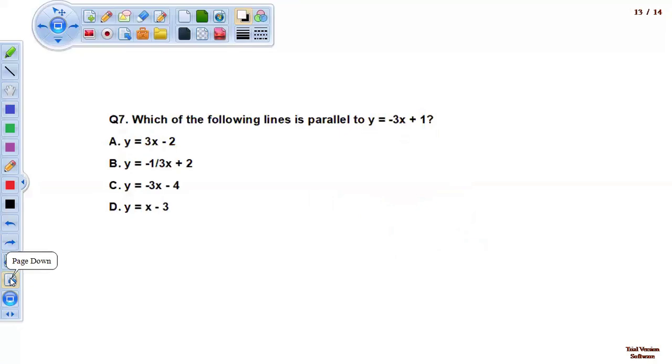Now for the next question, which of the following lines is parallel to this? Again, we'll find the slope. Here it's already in general form. So slope is going to be the coefficient of x. So slope is minus 3. If the slope of this line is minus 3, then the slope of any line that is parallel to this is also minus 3. Now in these equations, only the C option has a line that has a slope of negative 3. So C option will be correct.